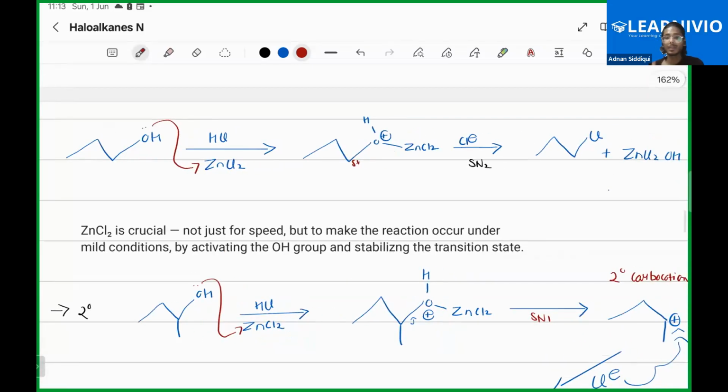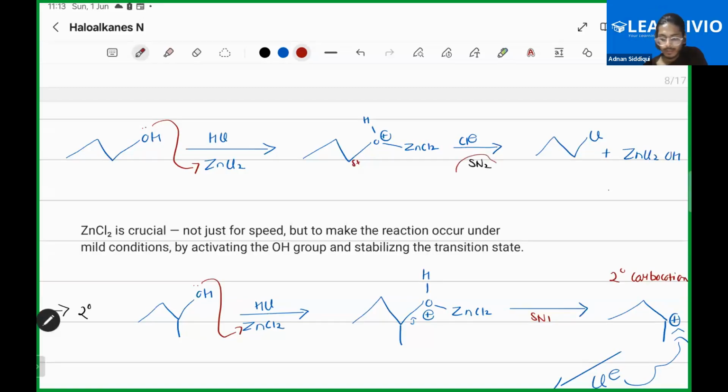Is it clear? You can ask me like 20 times, I don't care, but try to understand, because if you are not able to understand the first chapter of organic chemistry, the rest will not make sense. Ask as many times as you want. So ZnCl2 is the catalyst. Yes, it is a Lewis acid, a catalyst basically.